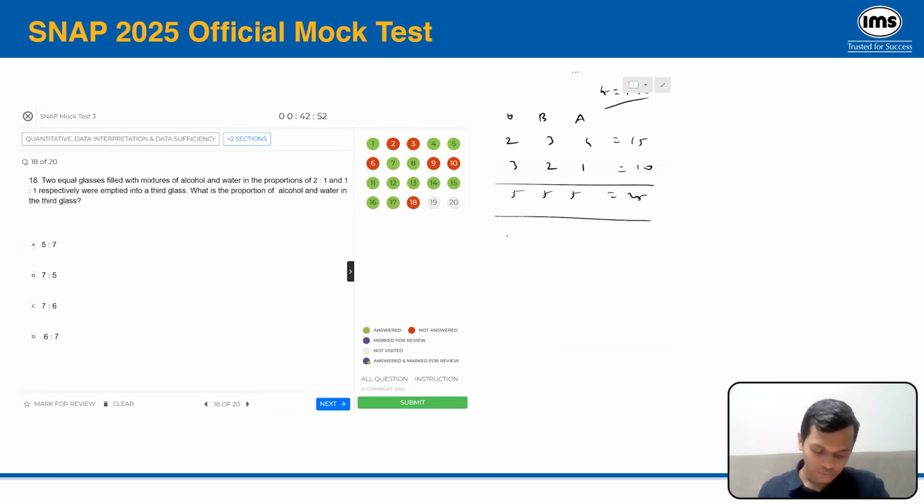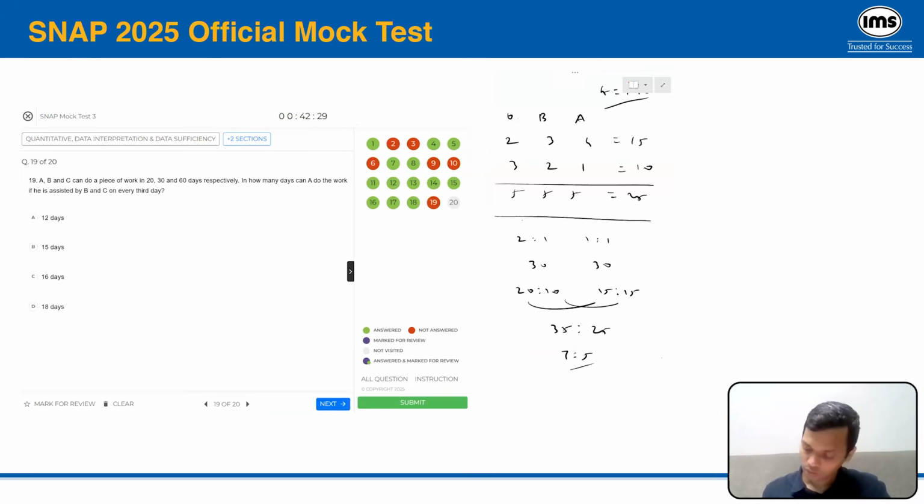2 equal glasses filled with a mixture of everyone. They were 2:1, 1:1. Okay. So 2:1, 1:1. Let me say there are 30, 30. So basically you're going to have 20, 10, and you're going to have 15, 15. If you mix up, this is going to be 35, 25, 7:5. Alcohol to water is what they're asking. So this should be good.